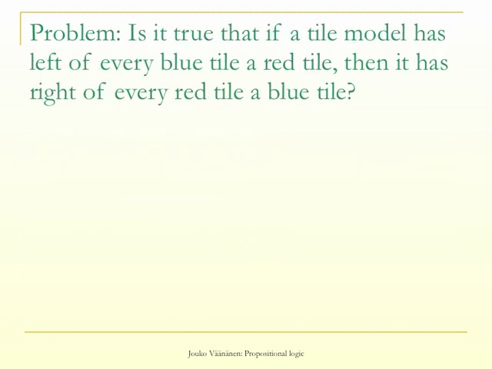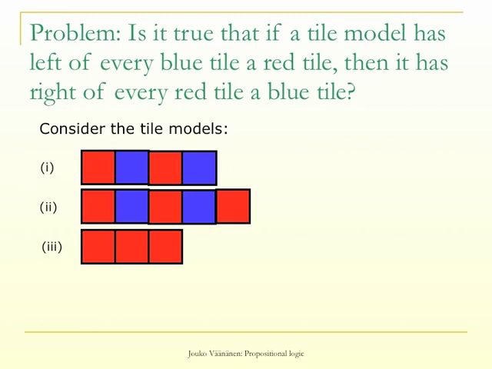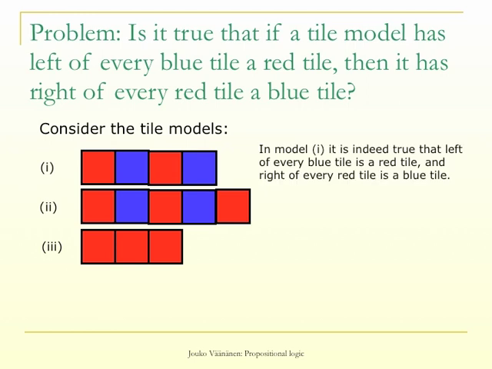Next problem. Is it true that if a tile model has left of every blue tile a red tile, then it has right of every red tile a blue tile. Let's consider 3 tile models. In the first, it is indeed true that left of every blue tile is a red tile and right of every red tile is a blue tile.